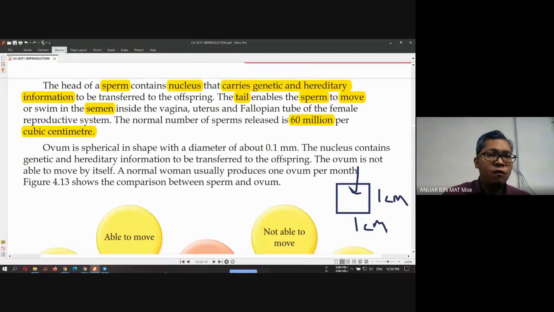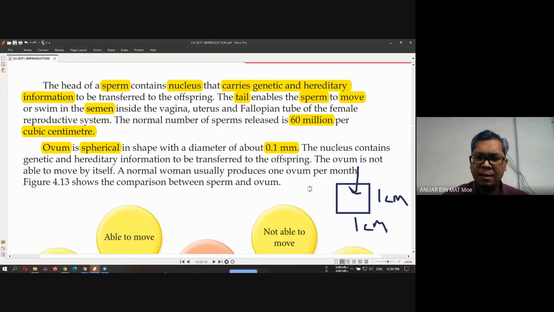Okay, how about the ovum? The characteristic of the ovum is that it is spherical in shape, about 0.1 millimeter. So we can say that the ovum is the single cell that is the biggest cell in the human body. Okay, if the question asks you, if people ask you, what is the biggest cell in our body, you can answer it: ovum.